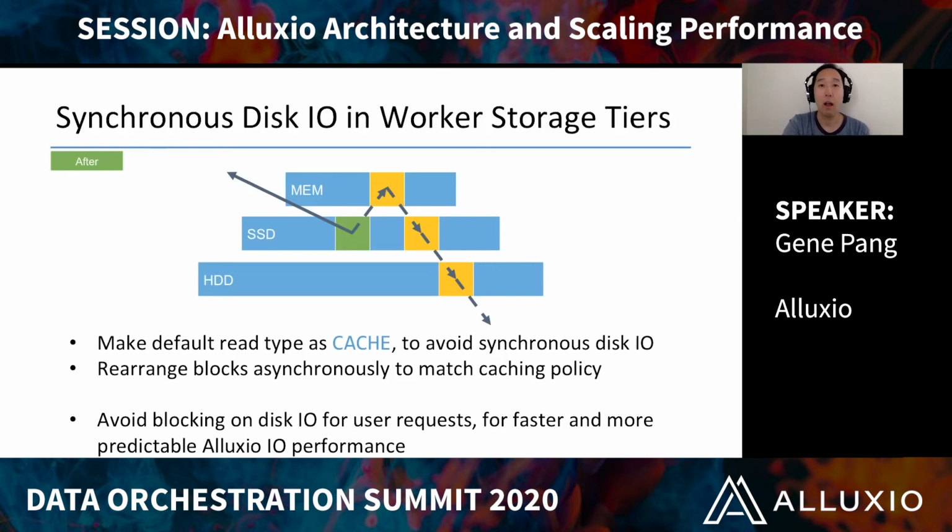And so all of this is done in the background and asynchronously. So the client does not have to wait for all of this disk IO. And so since the client does not have to wait, it will be much faster for the client, and it will also provide a more predictable performance for Alluxio disk IO.